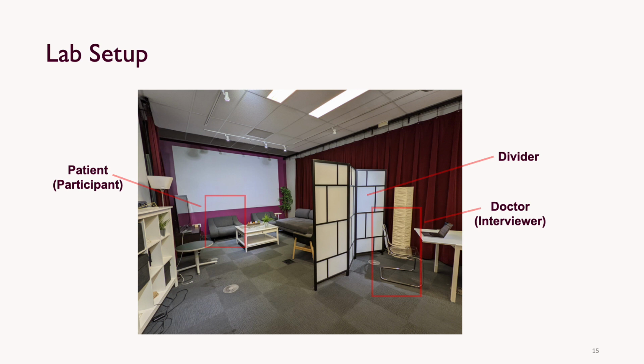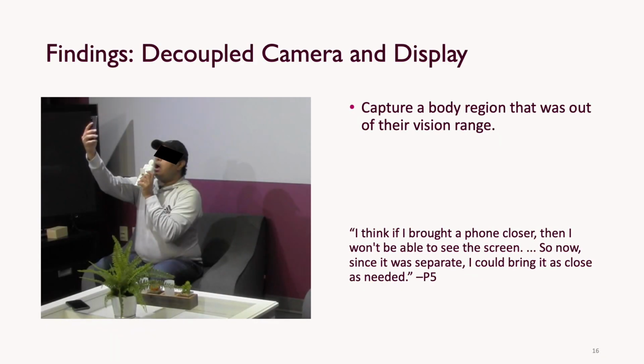Then I introduced the main findings of this study. First, the separated camera and display design allowed participants to see what is being captured when the camera was posed out of the range of their vision. As this participant said, "I think if I brought a phone closer then I won't be able to see the screen. So now, since it was separate, I could bring it as close as needed."